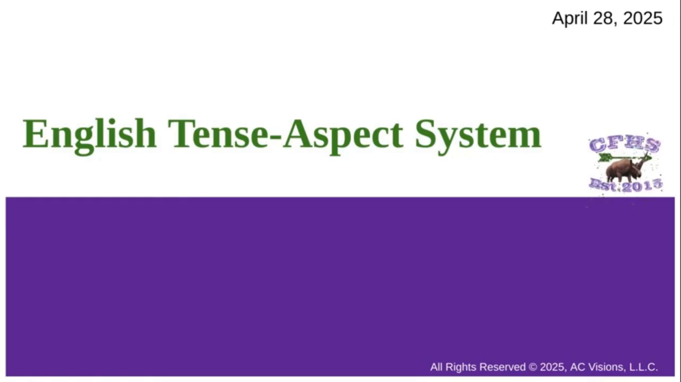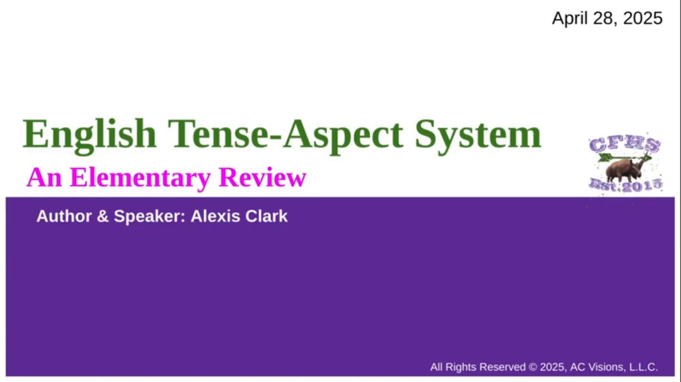Today's lesson, an elementary review of the English tense aspect system, commonly known as the 12 English tenses. I am your author and speaker, Alexis Clark. Let's begin with a quick review on subject verb agreement, verb forms, and a little morphology.